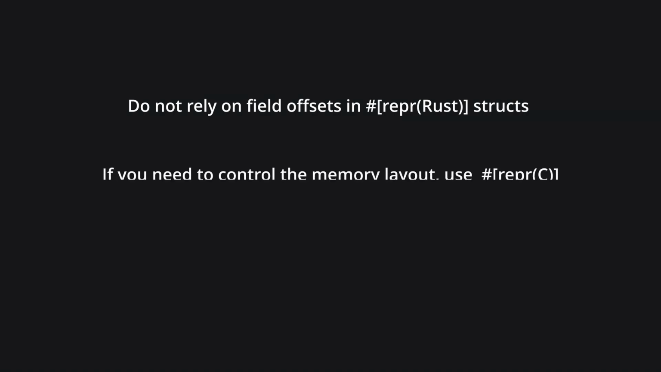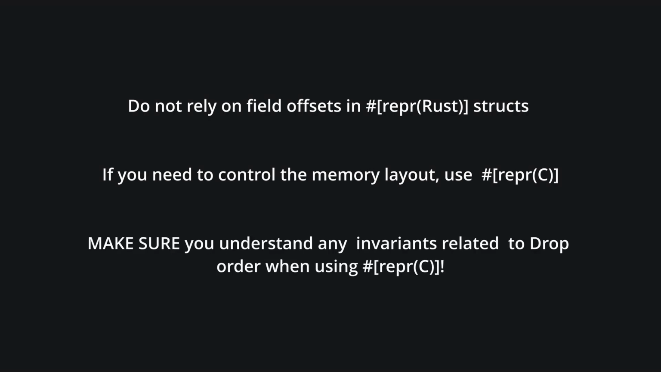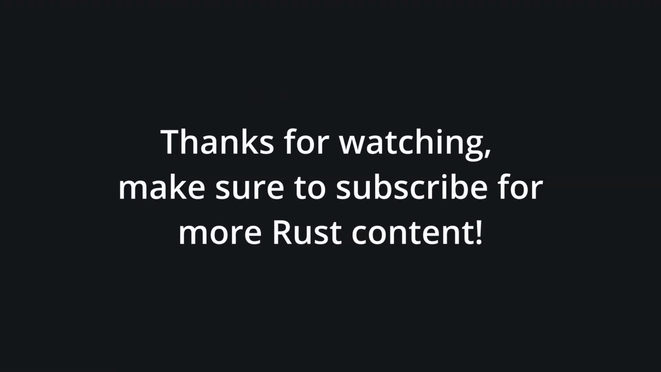To wrap it up, it's important not to rely on the memory layout of Rust structs using the default Rust representation. If your application needs to have a specific order of fields, use repr(C), and this is mostly useful when talking to external systems or over FFI. When using repr(C), make sure you understand all invariants involved in the drop order, otherwise you can get into serious trouble. That's all for this video.